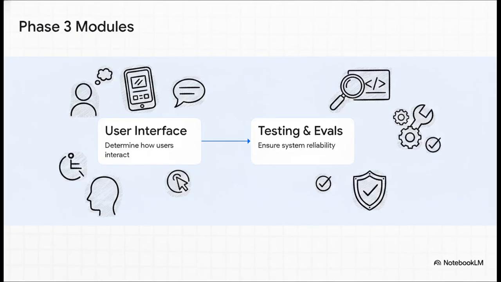With the core logic built and the architecture capable, your creation is finally ready to leave the lab. Deployment relies on our last two modules, the user interface and testing and evals. These are what ensure your system is both accessible and highly reliable once it's in production.